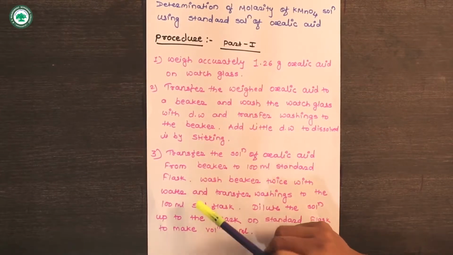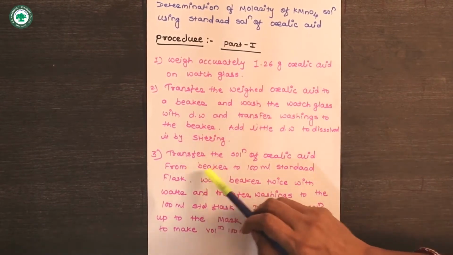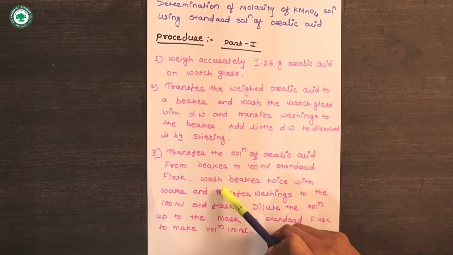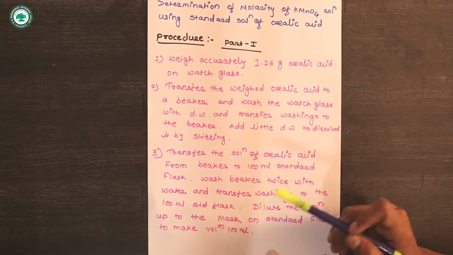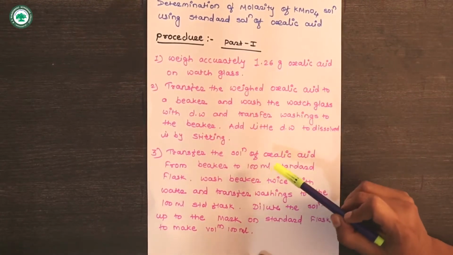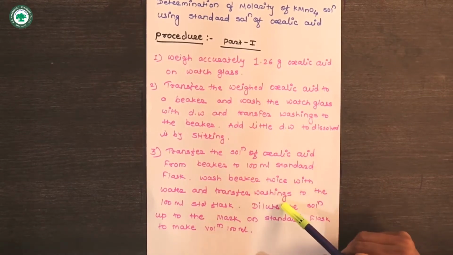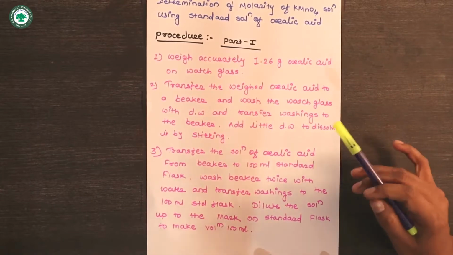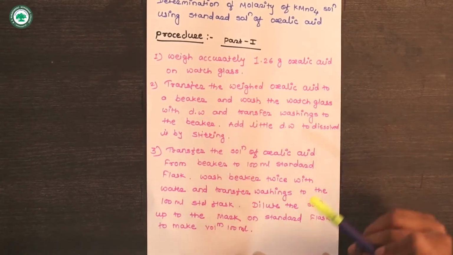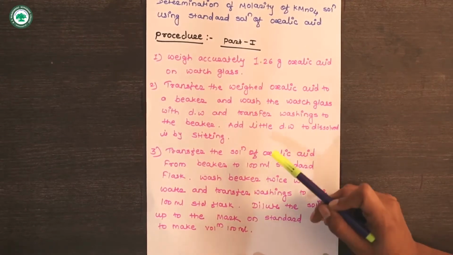We can take a standard flask, and in that flask we can add the solution of oxalic acid. Wash the beaker twice with water, because we used this beaker for the oxalic acid solution, and transfer the washing to the 100 ml standard flask. With the 100 ml standard flask you can prepare the solution of 0.1 molar oxalic acid.